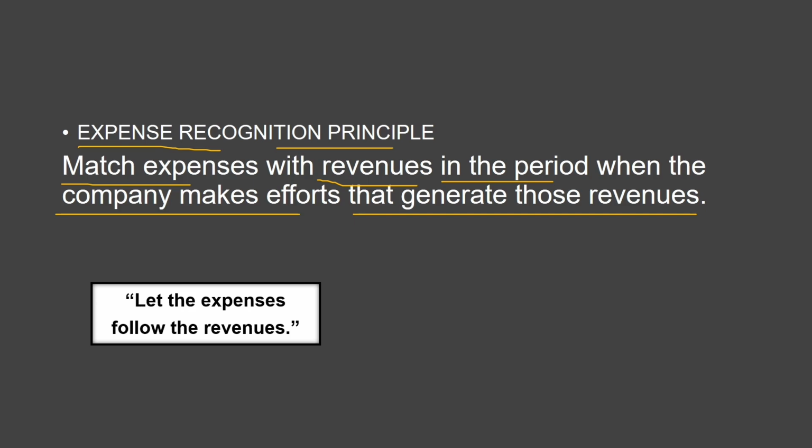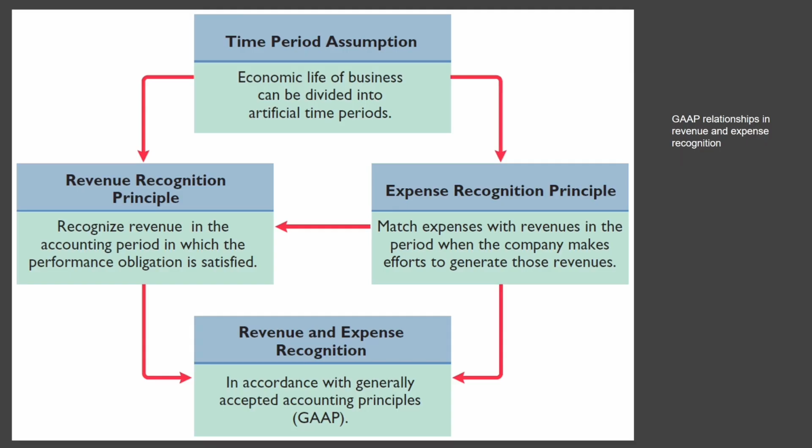So we will record that when they are incurred, we will record those expenses. That's why we let the expenses follow the revenue. Now this is the GAAP relationship in revenue and expense recognition. It is the relationship showing how they are associated.